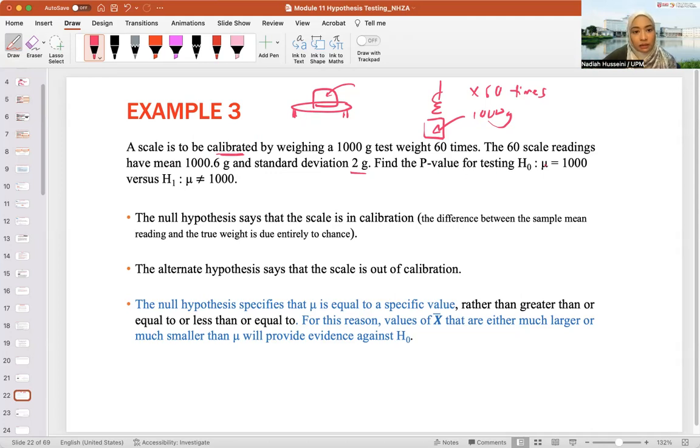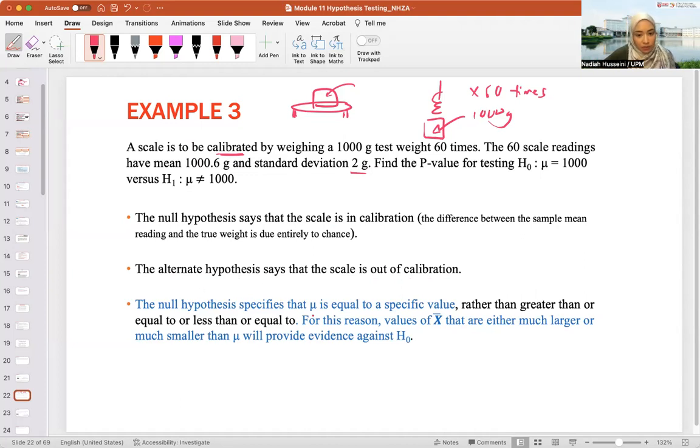Find the p-value for testing the null hypothesis where the population mean is equal to 1,000 versus the alternate hypothesis that it is not equal to 1,000. What we want to say is that this scale is indeed performing well. Therefore, the null hypothesis tells us that the mean is 1,000, which is the true weight of the block. But our sample mean gives us a reading of 1,000.6 grams, with a standard deviation of 2. So the null hypothesis says that the scale is in calibration. The alternate hypothesis says that the scale is out of calibration, so it has to be opposite.